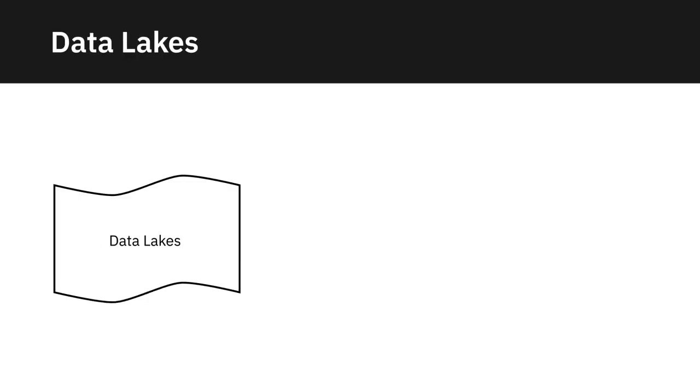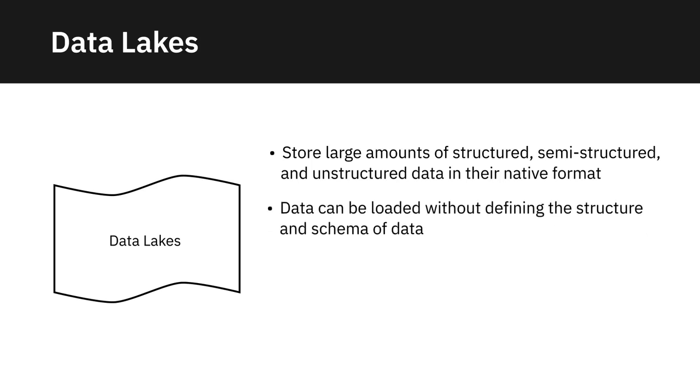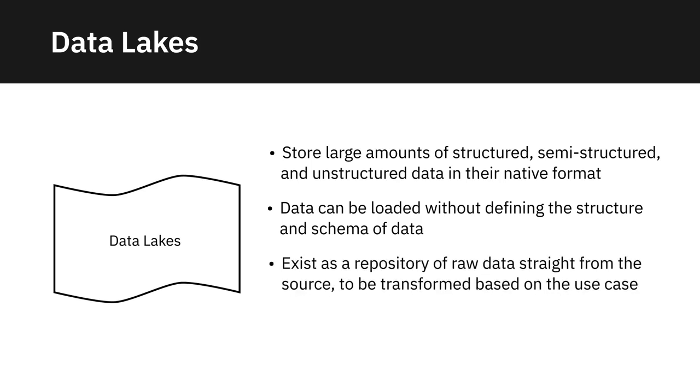A data lake is a data repository that can store large amounts of structured, semi-structured, and unstructured data in their native format. While a data warehouse stores data that has been cleaned, processed, and transformed for a specific need, you do not need to define the structure and schema of data before loading into the data lake. You do not even need to know all of the use cases for which you will ultimately be analyzing the data. A data lake exists as a repository of raw data in its native format, straight from the source, to be transformed based on the use case for which it needs to be analyzed.